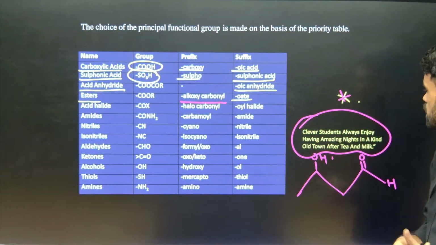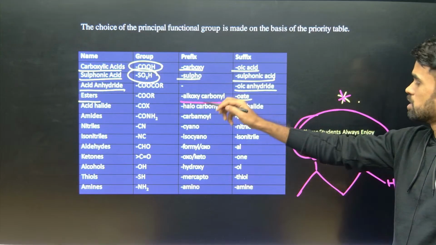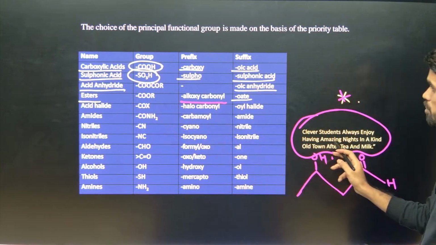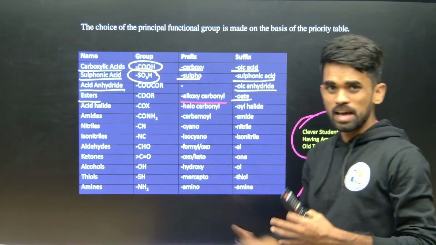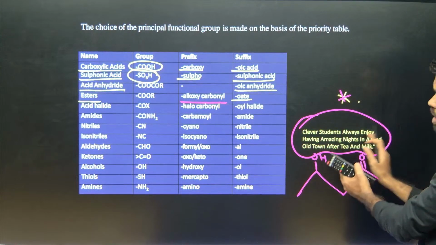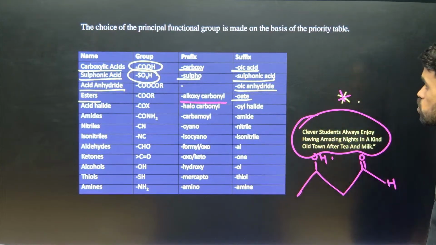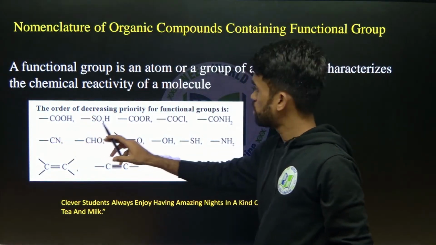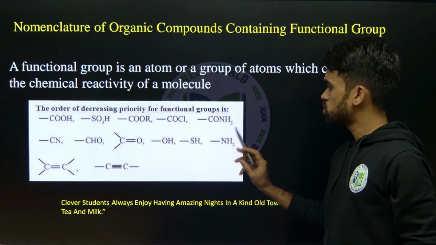Clever means C, that is carboxylic acid, students is sulfonic acids, always acid anhydrides, enjoys esters, having acid halides, amazing amides, nights nitriles, next isonitriles. You can make it from this trick or directly remember them, but you can get a direct question on this. Let me show you that question. This will be the final order: carboxylic acid, sulfonic acid, esters, acid halides, amides, cyanides, aldehydes, ketones, OH, SH, NH2.